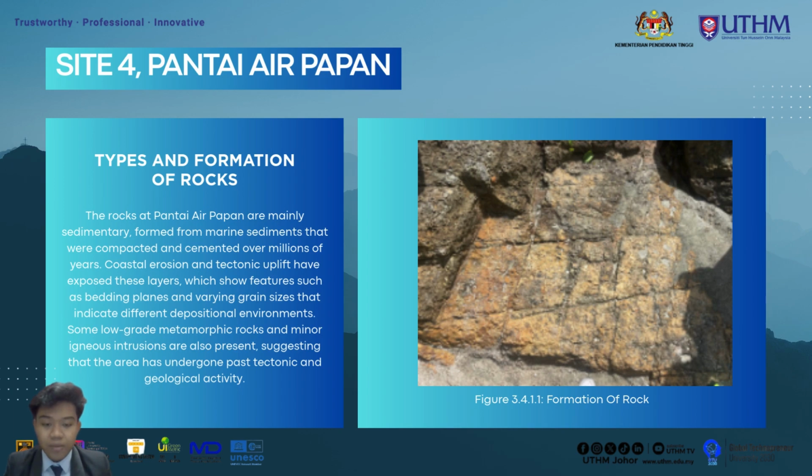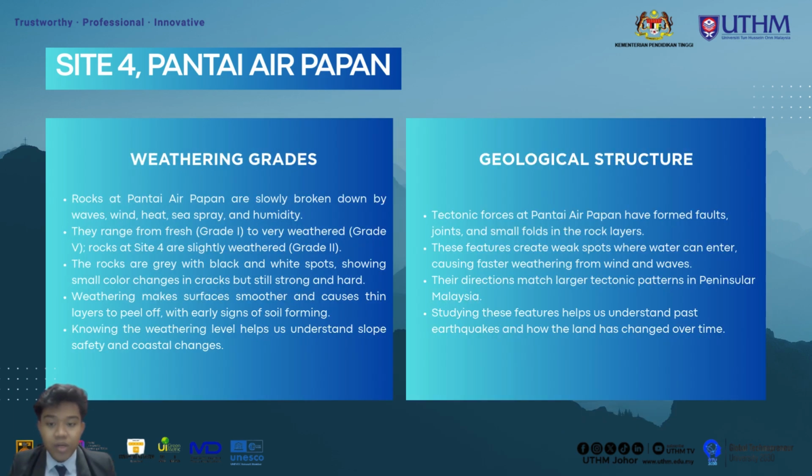Next, for the weathering grades, rocks at Pantai Air Papan are slowly broken down by waves, wind, heat, sea spray, and humidity. They range from fresh, grade 1, to very weathered, grade 5. Rocks at Site 4 are slightly weathered, grade 2.